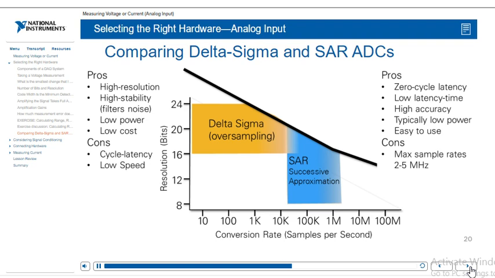The successive approximation register, or SAR ADC, takes a snapshot of the analog signal and then converts that whole snapshot into its digital representation of the analog signal. Its resolutions are a bit lower, so usually 8 to 18 bits.